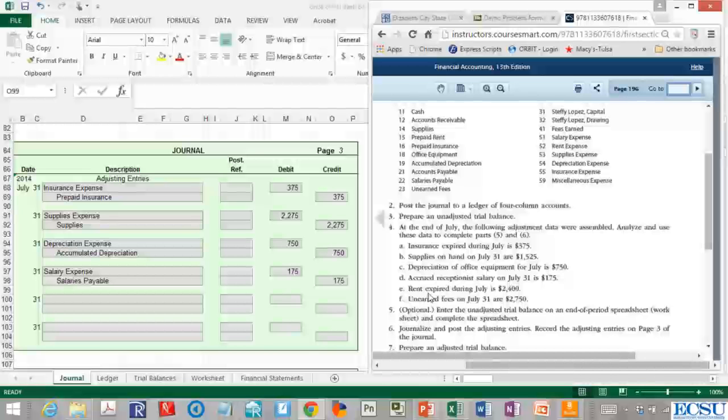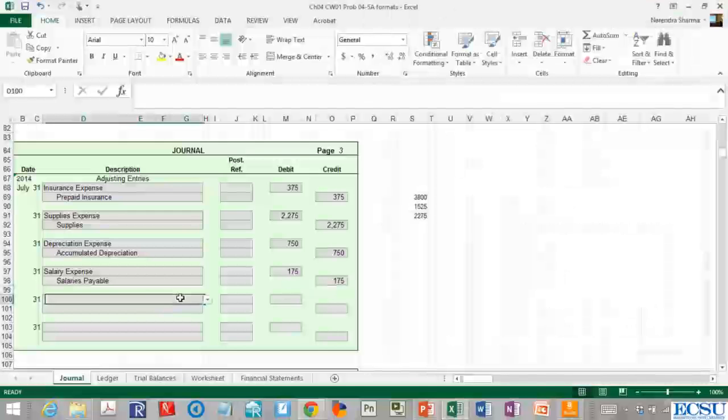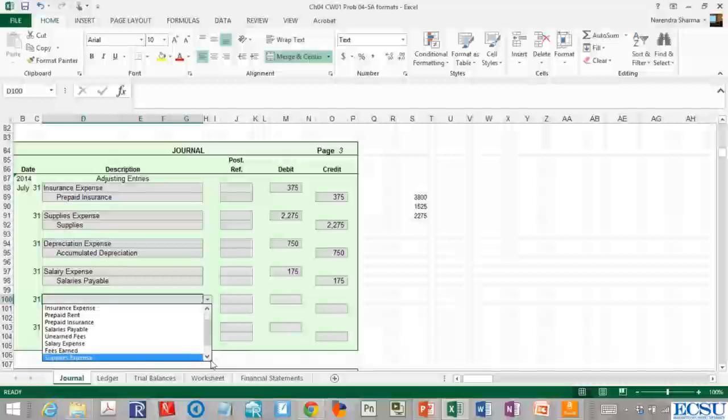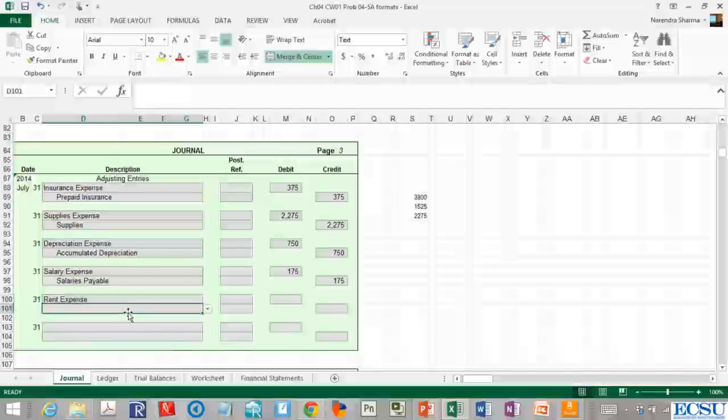Number E is rent expired. So as soon as you're given the rent expired, that is the amount of rent expense. So let's find out the rent expense. Rent expense, and then of course we are taking that out of the prepaid rent.